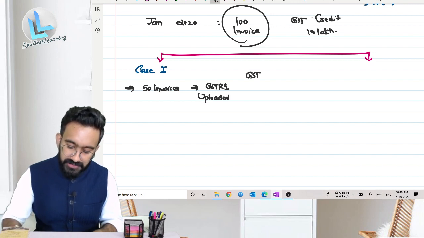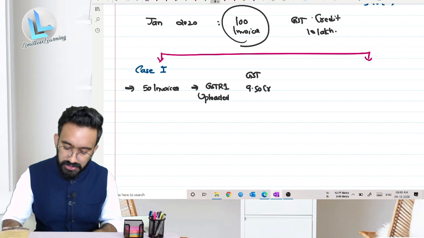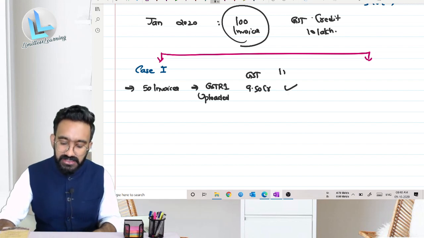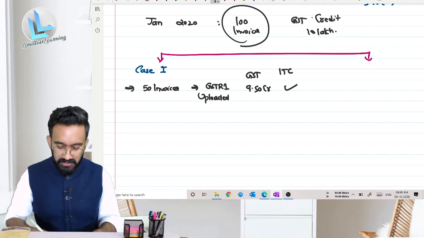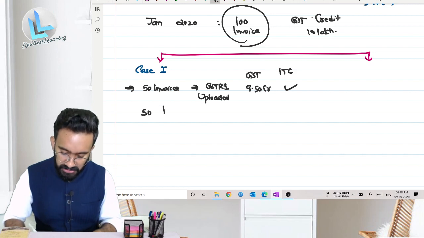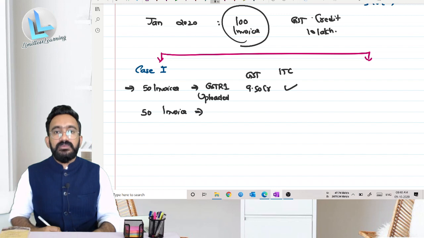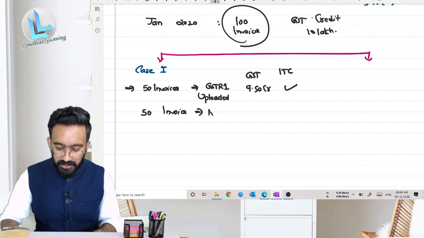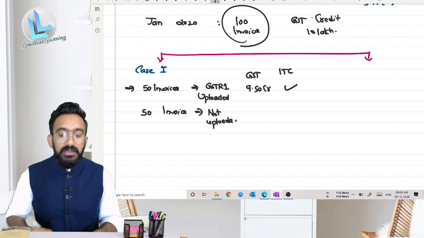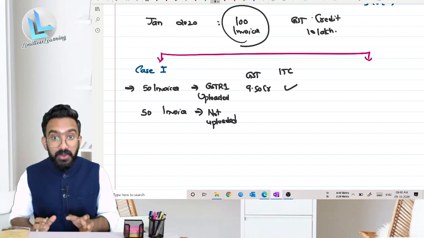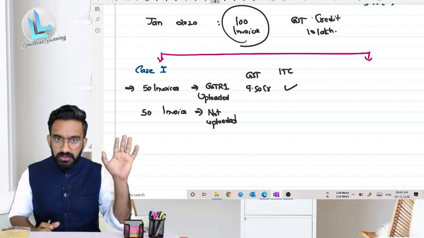Out of that, you have a GST of 9.5 crores. Can I take full ITC? Yes. There is another 50 invoices. It is uploaded, not uploaded, not uploaded. But still, there could be some of them who have opted for quarterly filing.